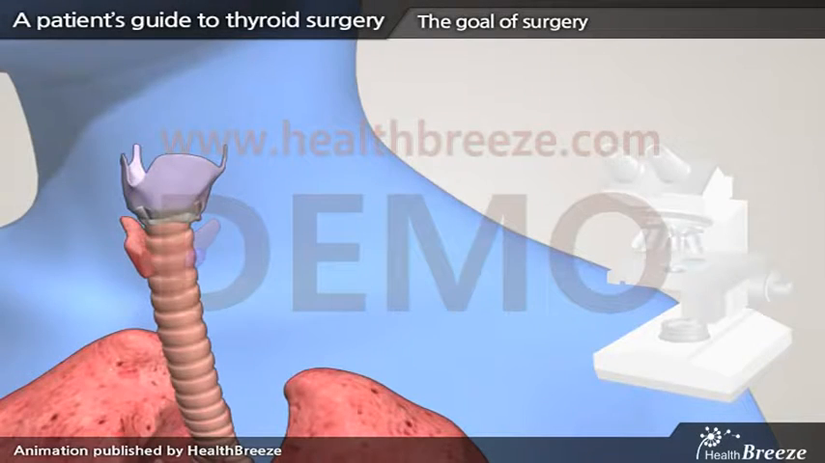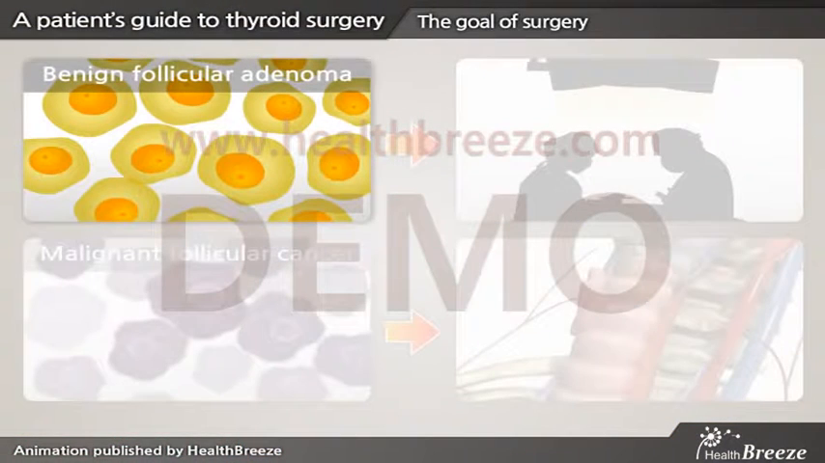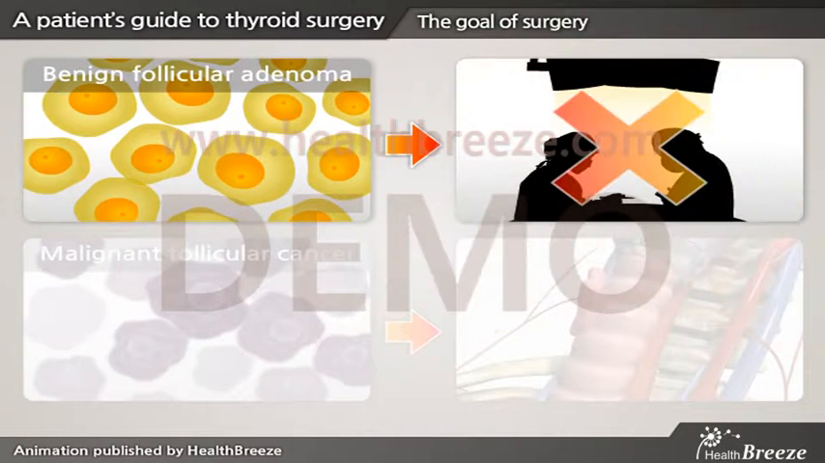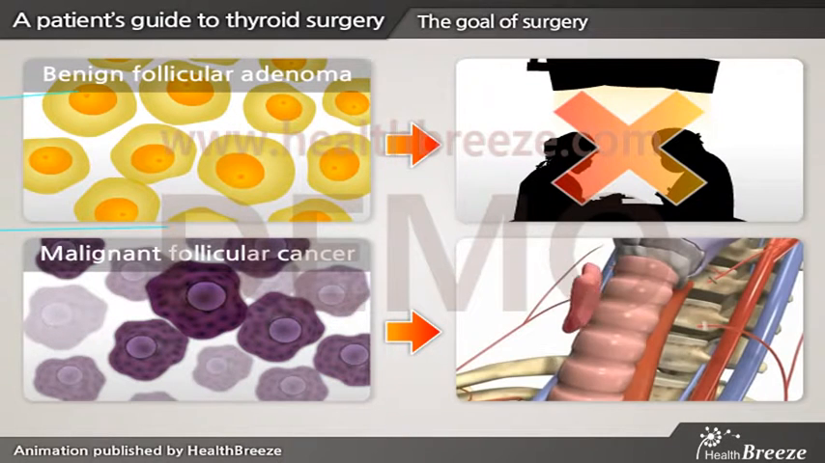Once the thyroid specimen is out, the pathologist examines the tumor under the microscope for any signs of cancer such as tumor spread or invasion of surrounding tissue. If the diagnosis is benign follicular adenoma, no further treatment is needed. If a cancer diagnosis is confirmed, the patient will require a completion thyroidectomy to remove the rest of the thyroid gland.